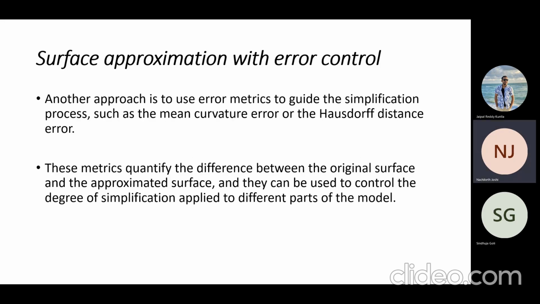Another approach is to use error metrics to guide the simplification process, such as mean curvature error or the Hausdorff distance error. These metrics quantify the difference between the original surface and the approximated surface, and they can be used to control the degree of simplification applied to different parts of the model.